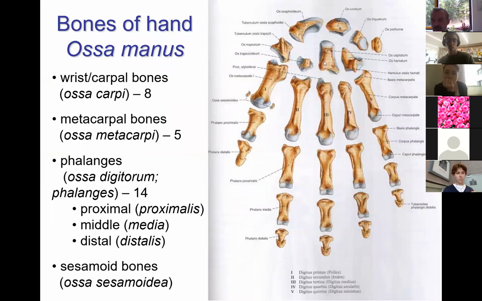So 8 carpal bones in 2 rows, 4 and 4. 4 metacarpal bones, as we have 4 fingers, and 3 phalanges in each finger, proximal, middle, and distal. Unlike the thumb, where we have only 2. And then here you can see typical sesamoid bones. Yeah, quite small one and constant one, just at this metacarpal phalangeal joint of the thumb. Okay, so that's just the number of the bones.